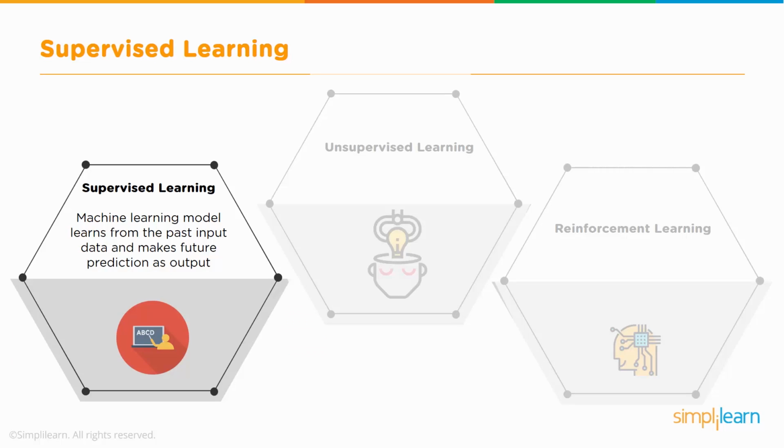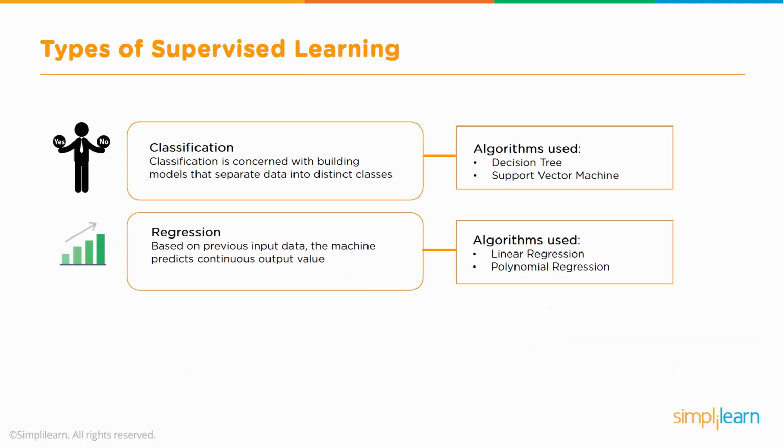What is supervised learning? Machine learning model learns from the past input and makes future prediction as output. Types of supervised learning. The two main kinds of supervised learning that are used today is classification and regression. Classification is concerned with building models that separate data into distinct classes.